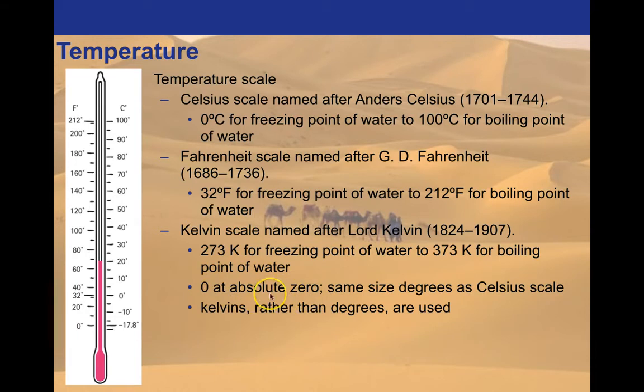0 at absolute 0. And then he said, I'm just going to go ahead and use the Celsius scale in terms of the same size of the degrees, right? For each degree, 1/100th of a degree gets you from 0 to 100, from freezing to boiling. He said, I'm going to keep using that. I'm just going to translate that all over to an absolute 0 level. And so as a consequence, kelvins rather than degrees are used.